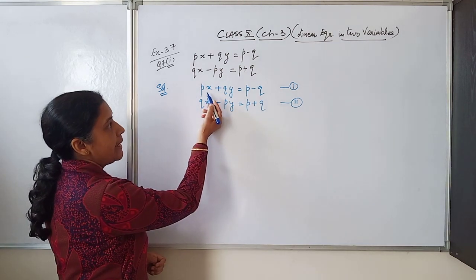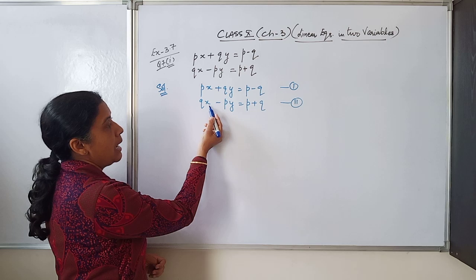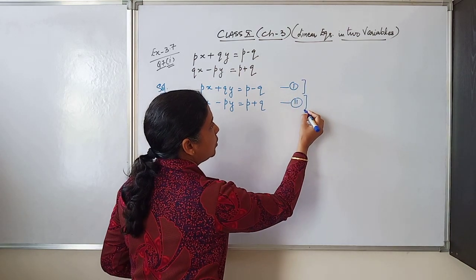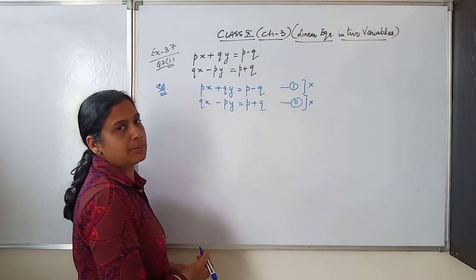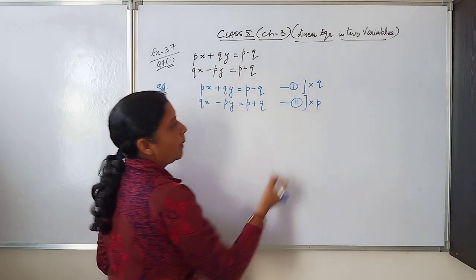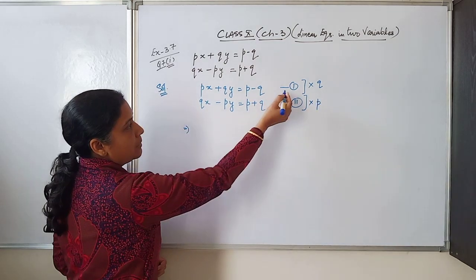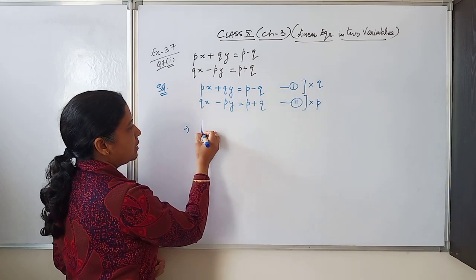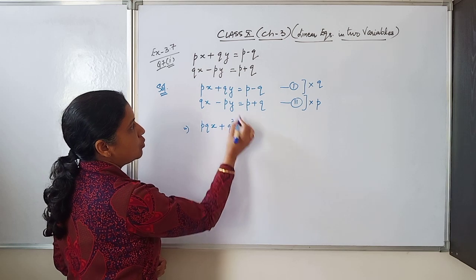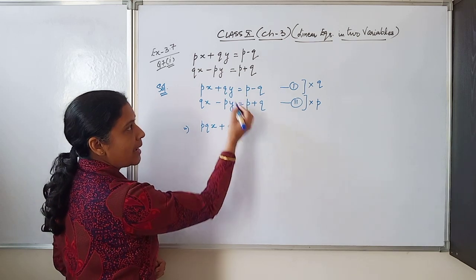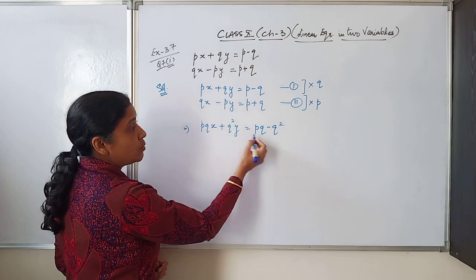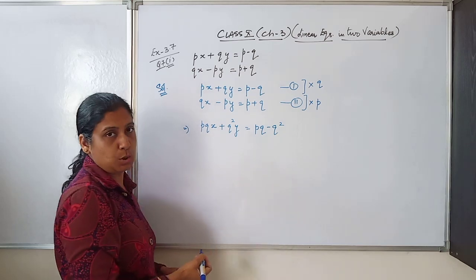For example, here I have the coefficient of x as p and the coefficient of x as q in the two respective equations. So in order to equate them, I have to multiply the whole first equation with q and the whole second equation with p, so that when I multiply the whole first equation with q, it becomes pqx plus q into q, that is q square y, is equal to pq minus q square. I have to multiply each and every term with q.